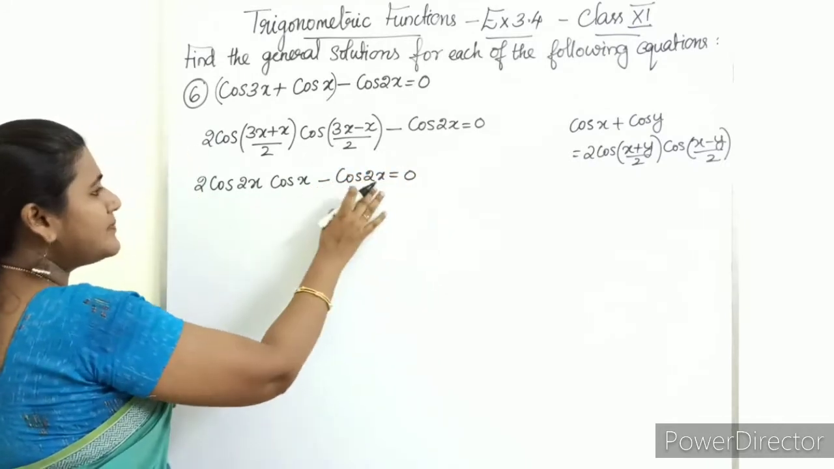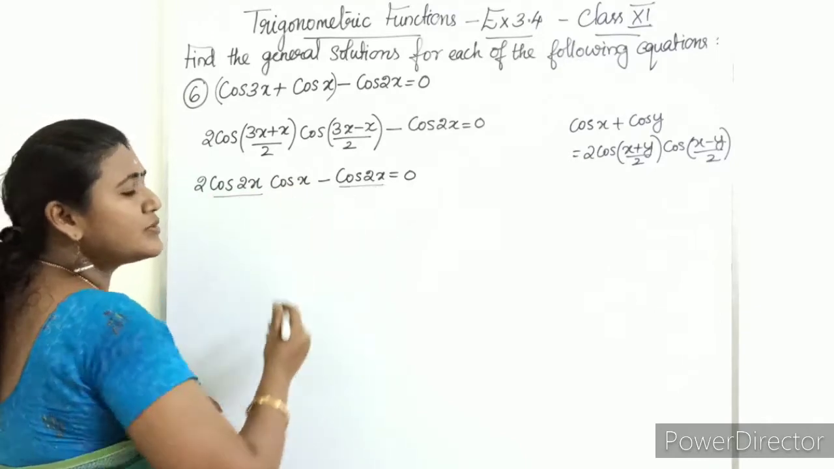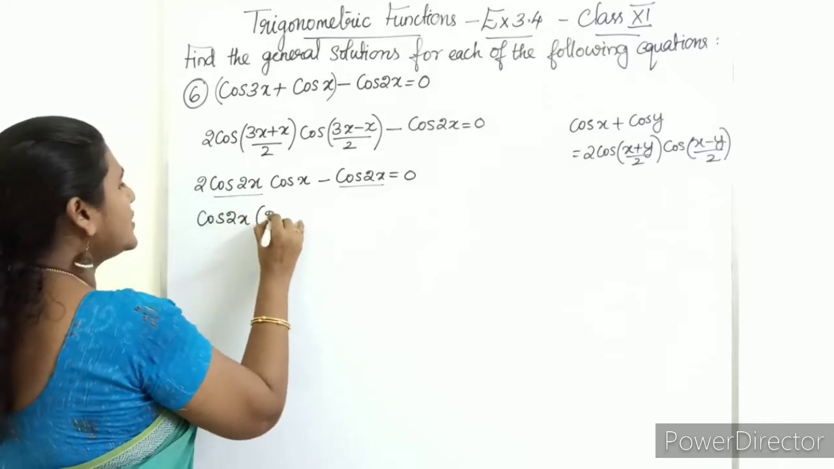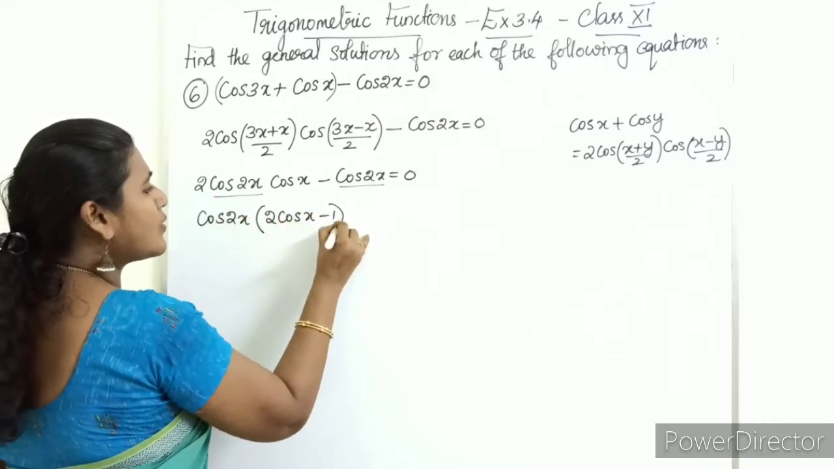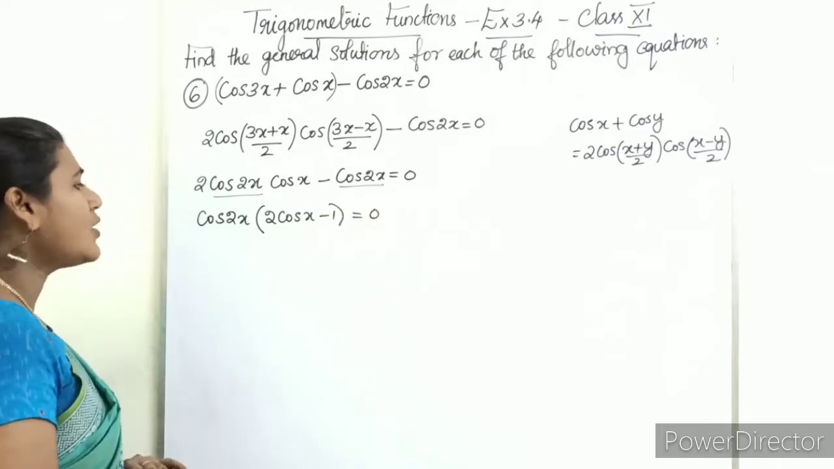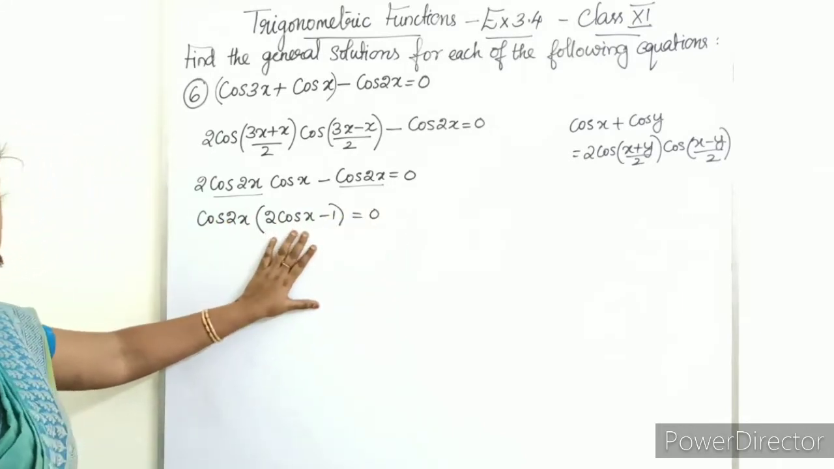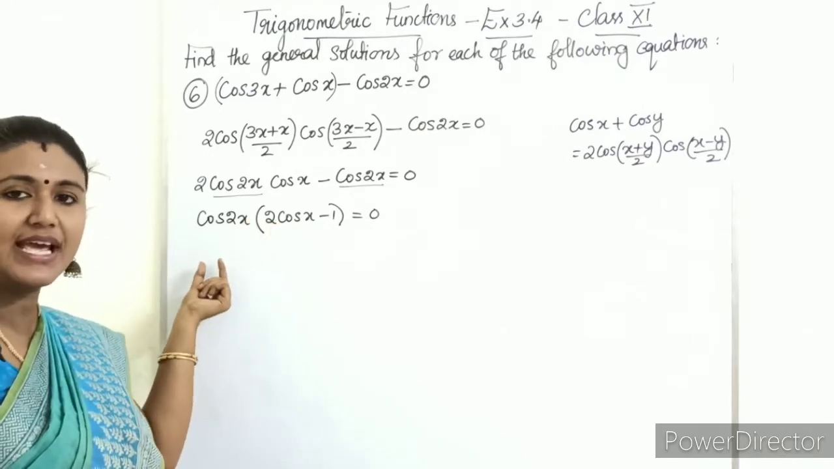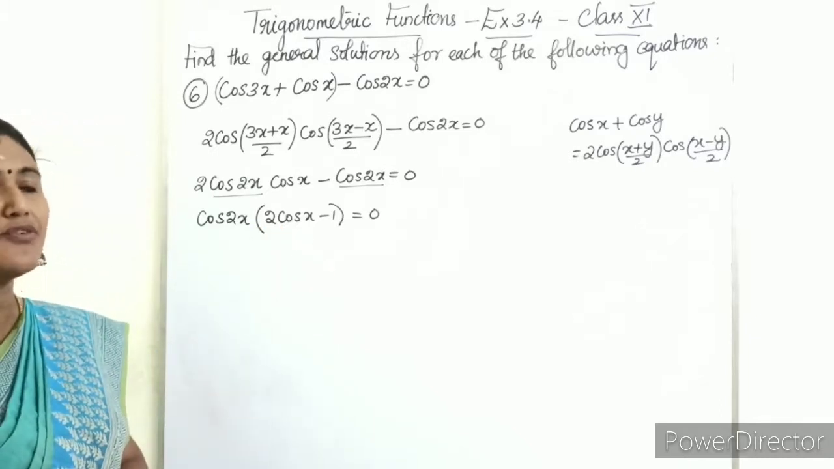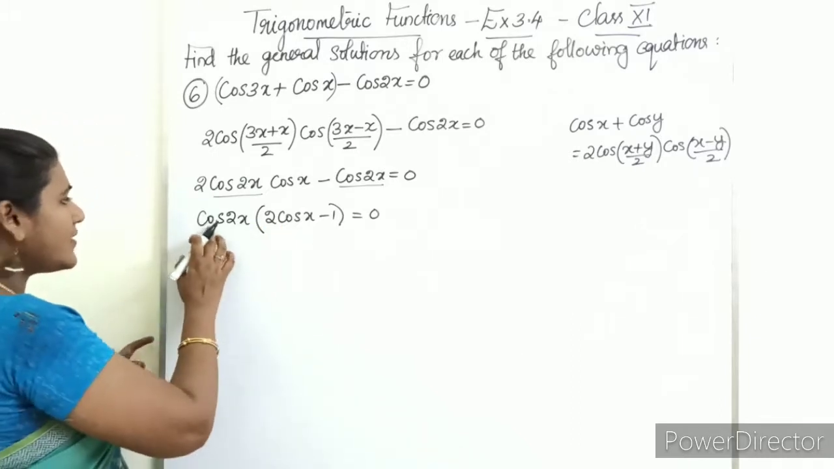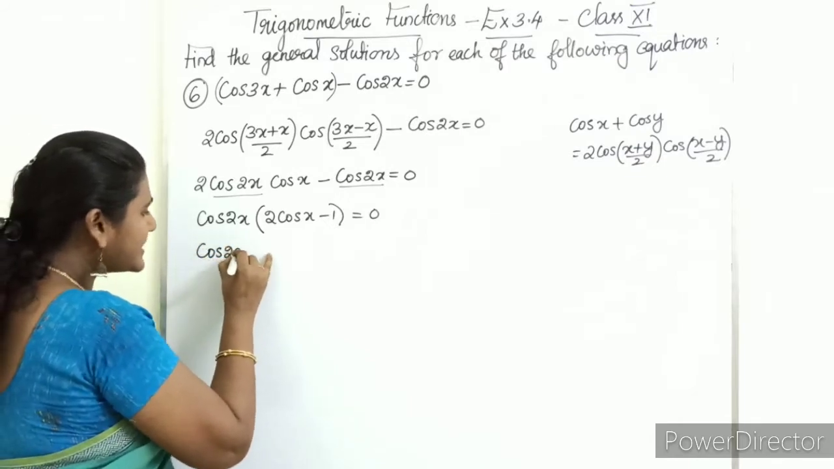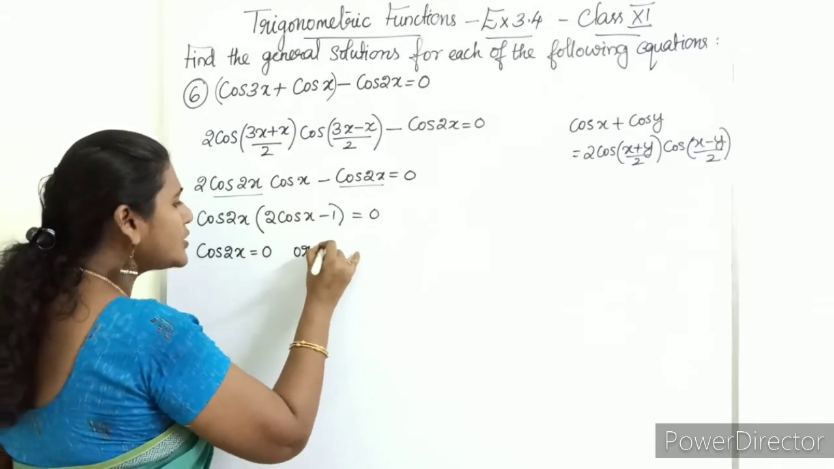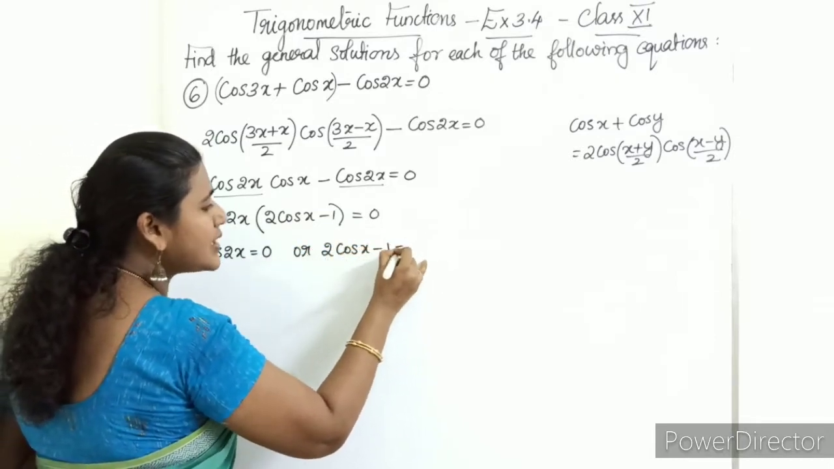Now you see here, from these 2 terms we can take cos 2x common outside. So cos 2x into, what you will get here, 2 cos x minus 1 equal to 0. Now we have the product of 2 factors on the left side. So we can equate each factor to 0 for getting the general solution. It means either cos 2x is equal to 0 or 2 cos x minus 1 is equal to 0.